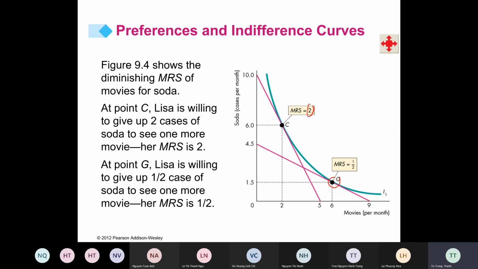So this gives you the first property of the indifference curve, that we have a decreasing slope, or decreasing marginal rate of substitution. I think there is another way to prove the decreasing marginal rate of substitution. Remember the formula, right? MRS equals MU movie divided by MU soda.